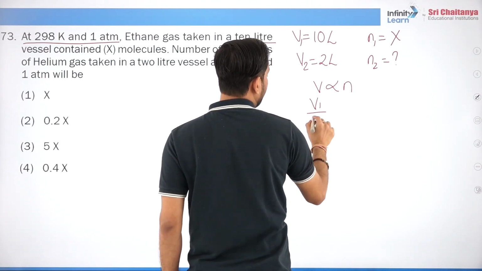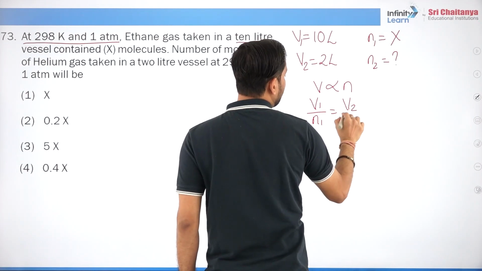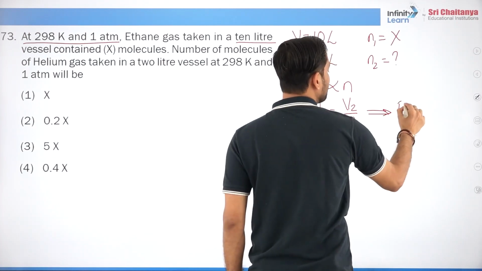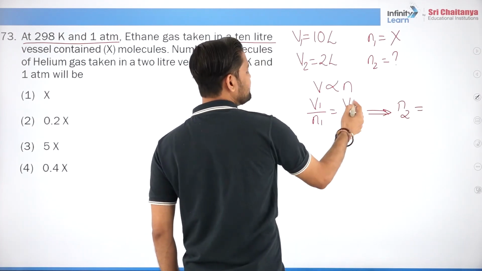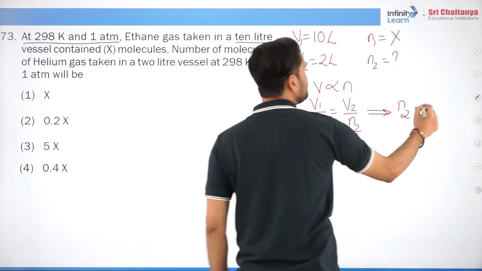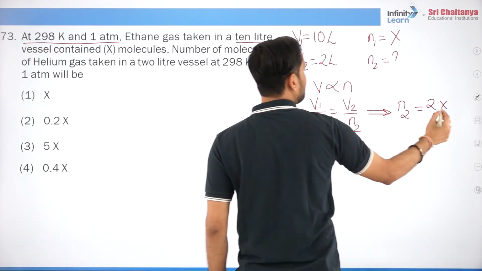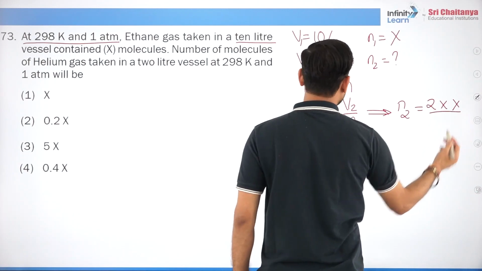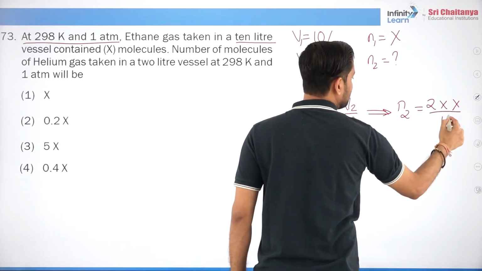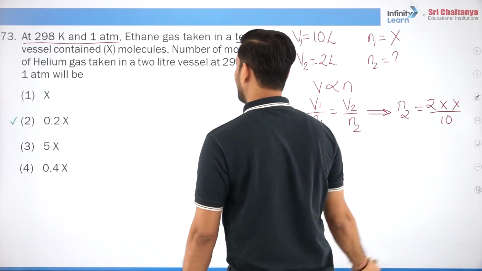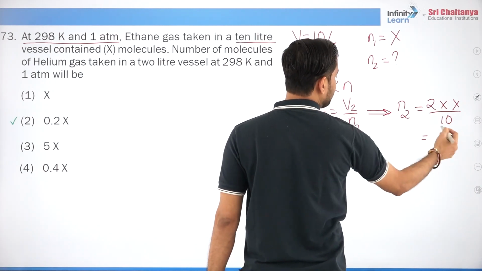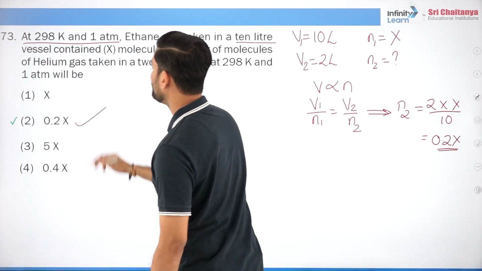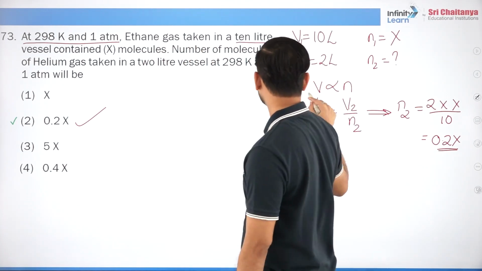That means can I say that V1 by N1 is equal to V2 by N2, right? This implies N2 will be equal to V2, which is 2 liters, into N1. N1 is X, and then the whole divided by V1. So this is the answer. Hence 2 by 10 is 0.2, and 0.2x should be the right answer. So this is the solution for it.